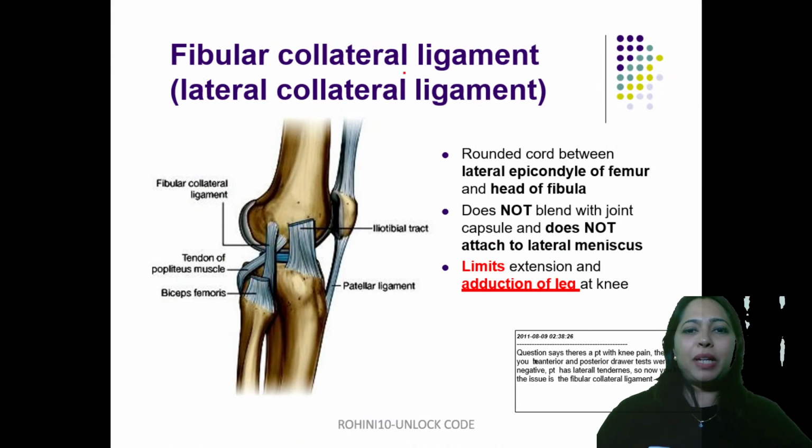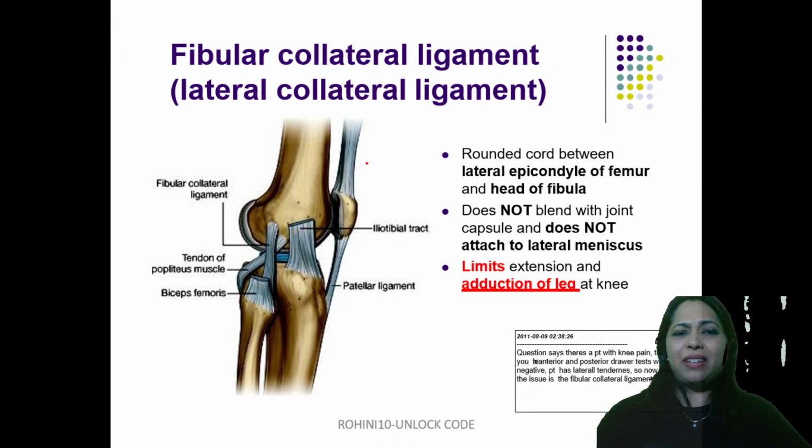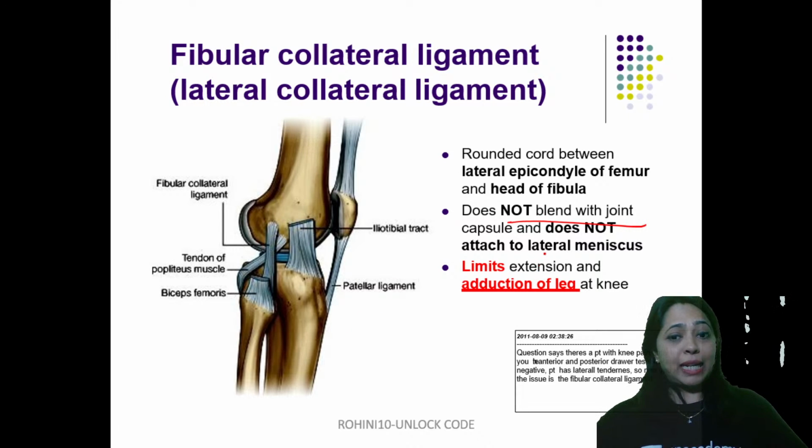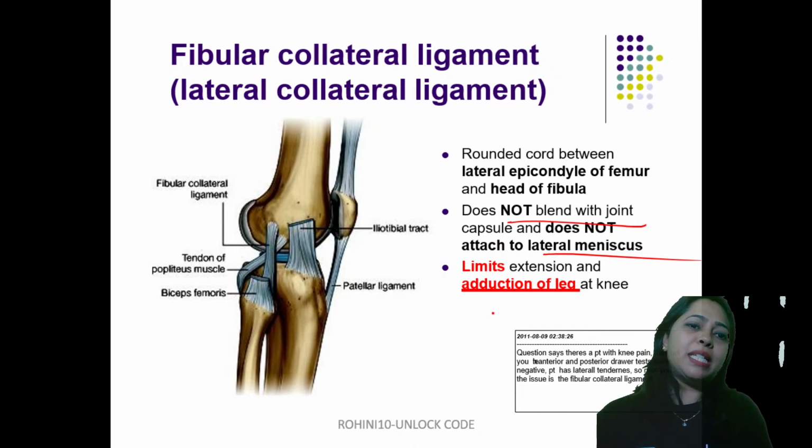Next you have the fibular collateral ligament. Here it is very simple because this ligament has no connection with the menisci. So it does not blend with the joint capsule, nor does it attach to the lateral meniscus. So it is pretty safe. This one is the safest.